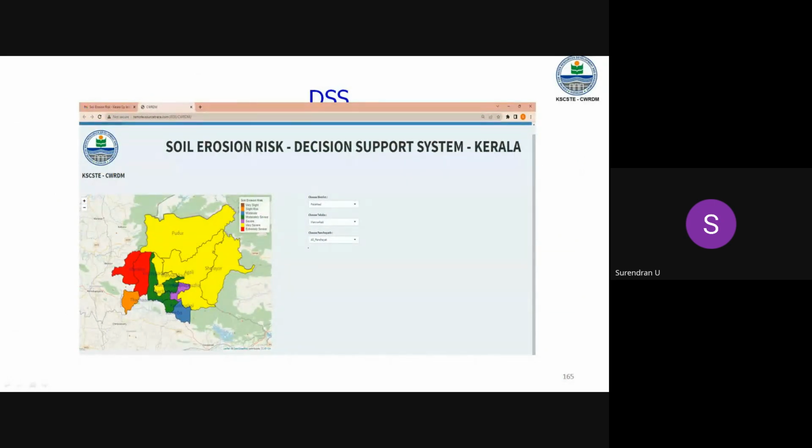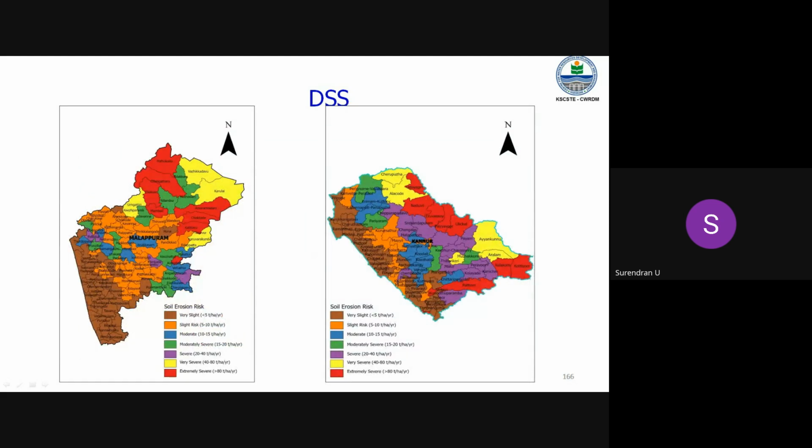And this is the final DSS support. This is also available in our website. We can check it. Soil erosion risk decision support system. So initially you have to select the district, then your taluk, and then your panchayat. So automatically the map will be displayed like this. Which area is slight erosion, which area is moderate erosion, which is extremely severe erosion, like that. And those details you can take based on the panchayat. This is for 2 districts, Malappuram and Kannur.